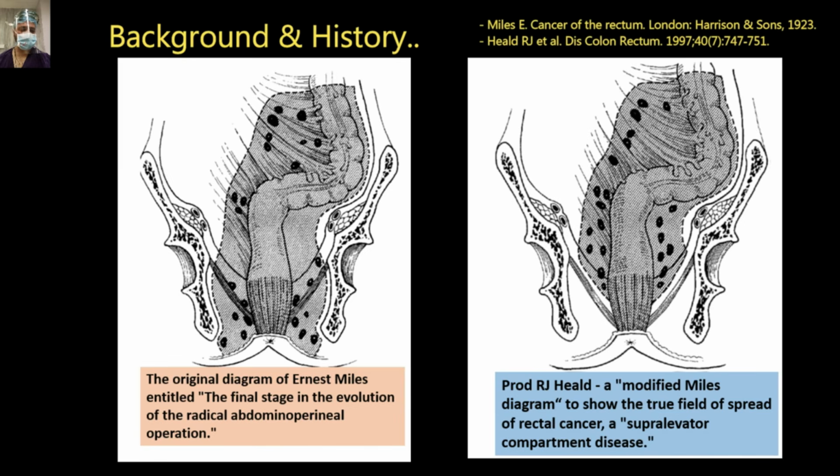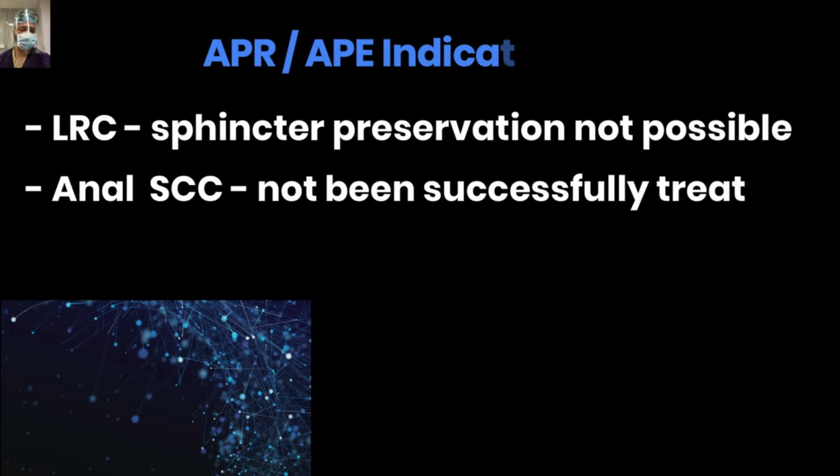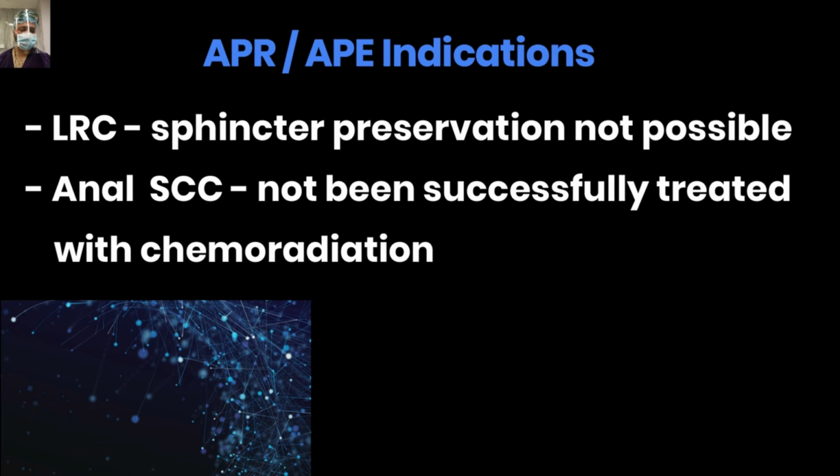who gave the concept of total mesorectal excision, TME, and he said that the true field of spread of rectal cancer is supralevator compartment disease. There are only two indications for abdominoperineal excision. That is, in a case of lower rectal cancer, when sphincter preservation is not possible, despite the neoadjuvant chemoradiotherapy.